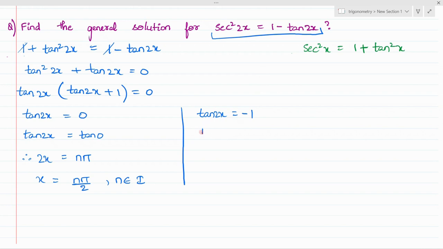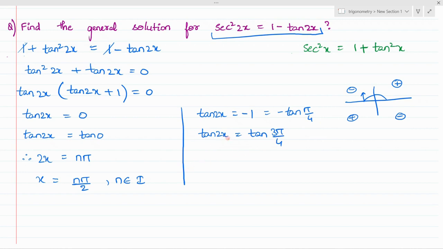We can write this as tan 2x is equal to tan 3 pi by 4. Why 3 pi by 4? Minus 1. This can be written as minus tan pi by 4. So if you observe the four coordinates, tan is positive over here, negative, positive, and negative. So this is negative. So this can be written as pi minus pi by 4, because here it's negative. If you write in the terms of pi minus pi by 4, it's nothing but tan 3 pi by 4.